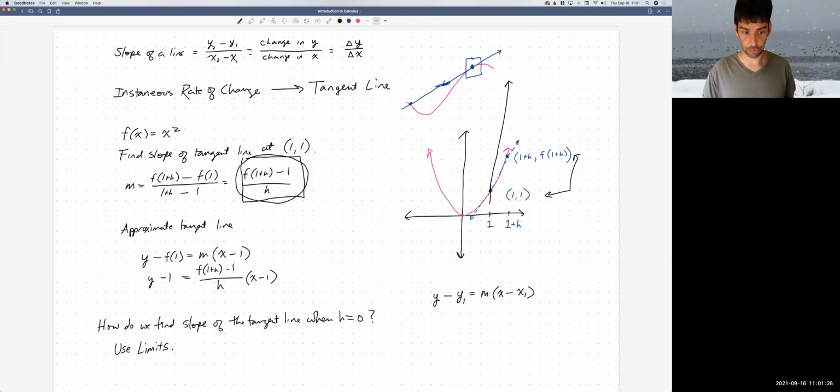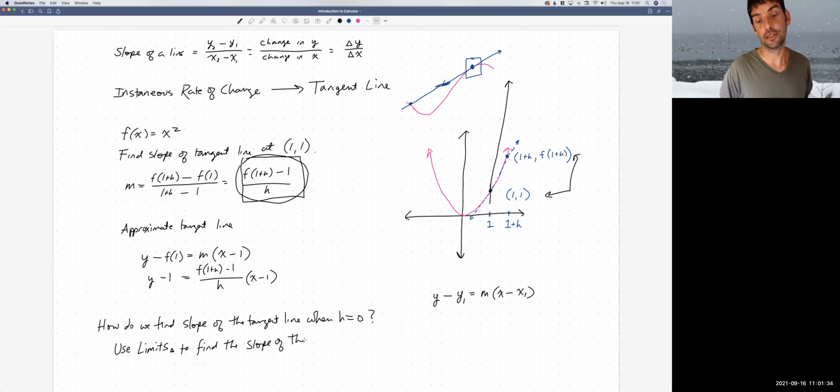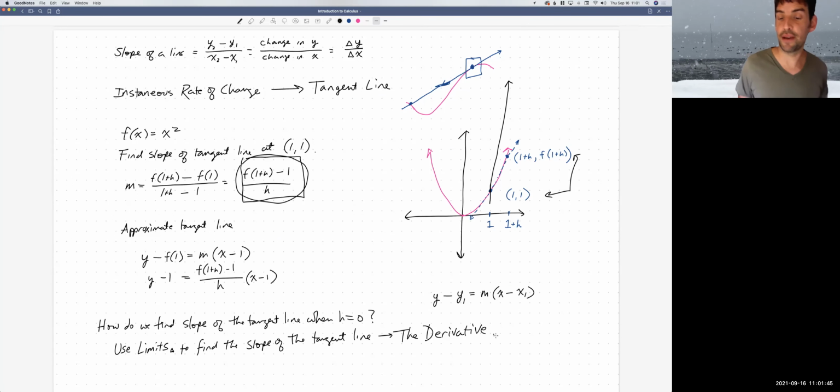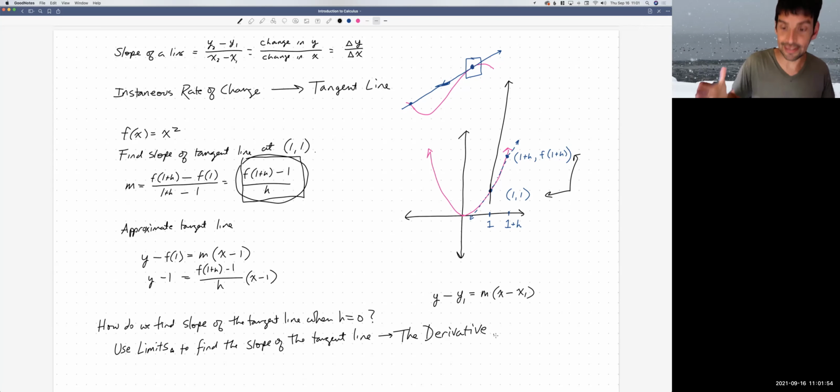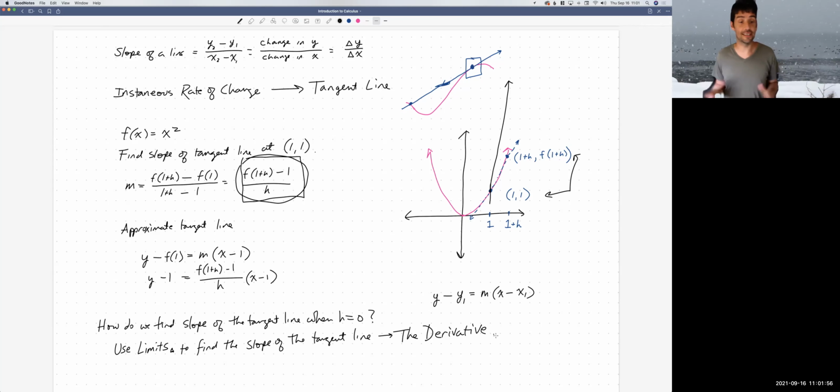Obviously, we need more detail than that, which we'll do later. We're going to use these limits to find the slope of the tangent line. And we're going to call this thing the derivative. And this mathematical object, the derivative, is really what we're talking about in Calc 1. This is what we call differential calculus. What is this, the derivative, okay? And that's the idea we're going to explore.